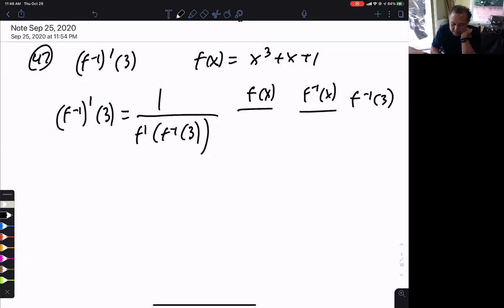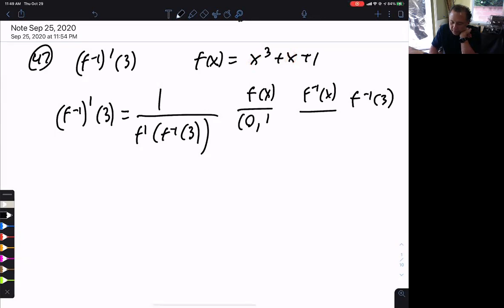So we're going to plug in some numbers. What if we make x equal to 0? What's 0 cubed plus 0 plus 1? Show me with your hands. 1. The answer is 1. 0 plus 0 plus 1 is 1.